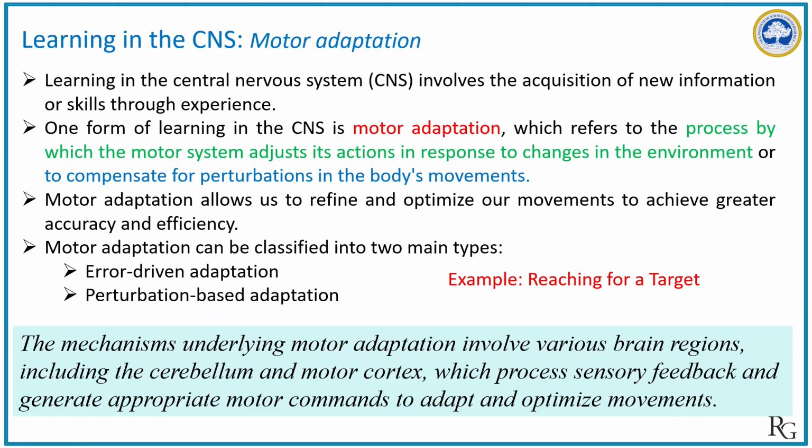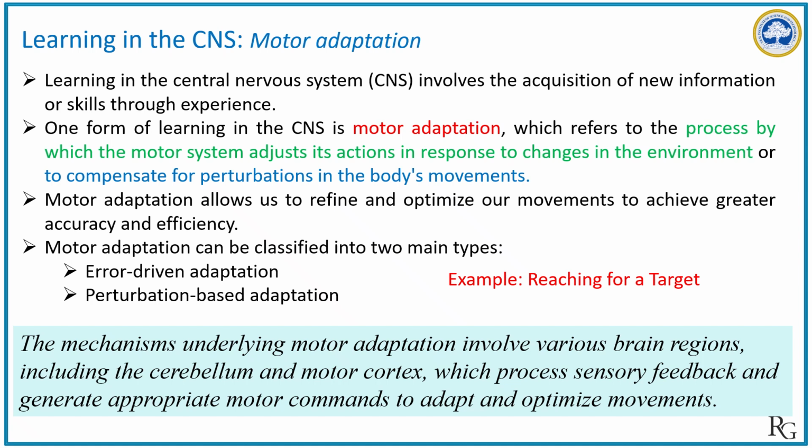Now comes the second type of adaptation, that is perturbation based adaptation. In perturbation based adaptation, the challenge does not come from your own error. In the first case, we have seen that error we can minimize. In perturbation based adaptation, the external disturbances are more prominent as compared to your own error. So the challenge is coming from the external disturbances.